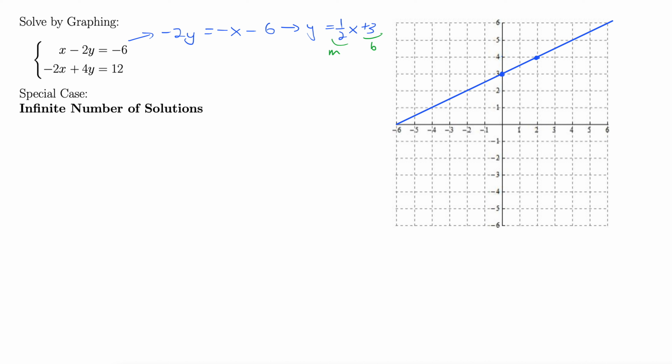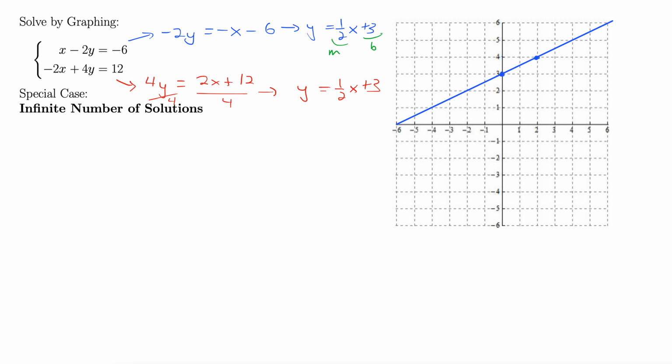Let's look at the second equation now. We'll do the same thing. Into slope-intercept form we go. So I'm solving for y. We get 4y equals 2x plus 12. Dividing by 4 gives y equals 1/2 x plus 3.